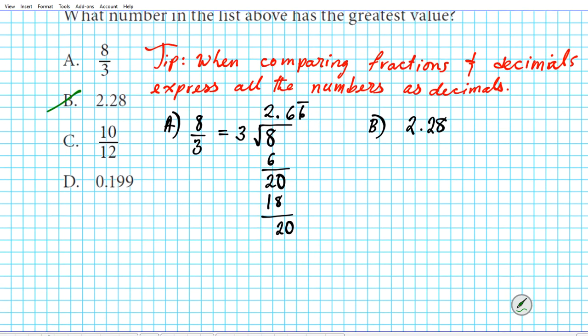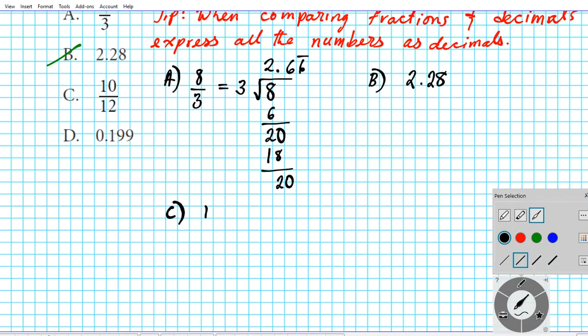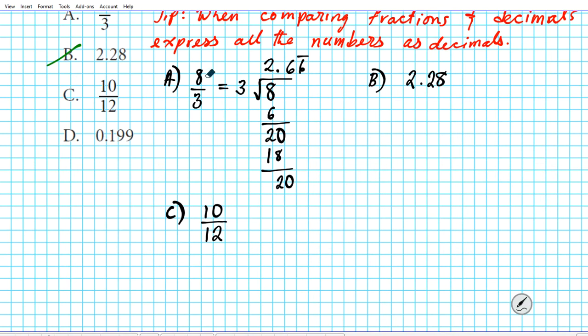Now let's take a look at the next one, 10 over 12. This number is a fraction, so we want to convert it to decimals. But if you just take a look at this number for a second, option C, what do you notice? The numerator is smaller than the denominator, so the decimal form will be less than 1. And option A is greater than 1. So we can see by comparison that option A should be greater than option C.